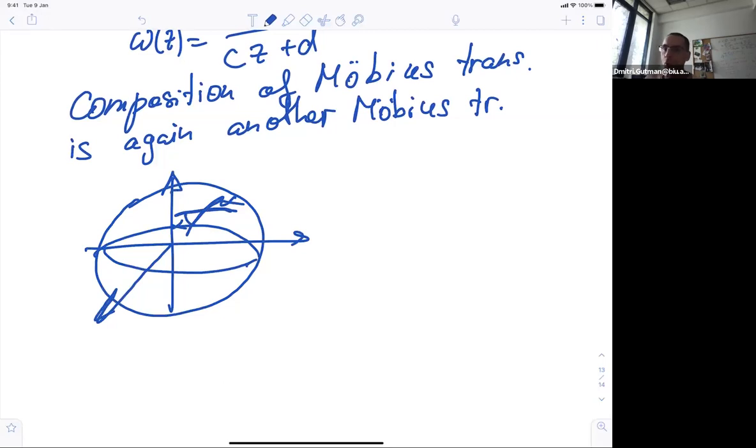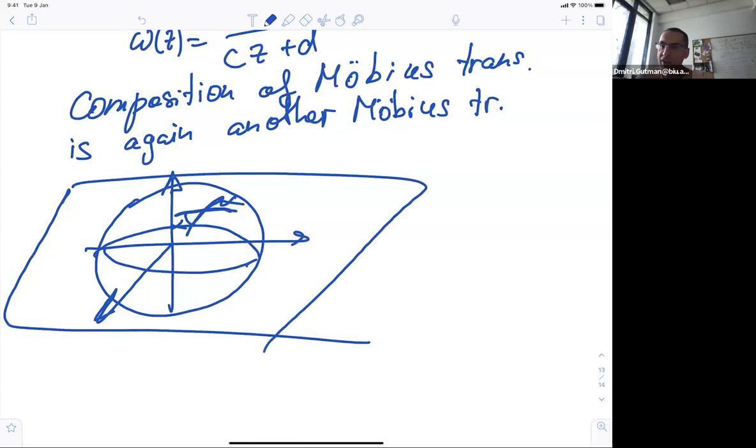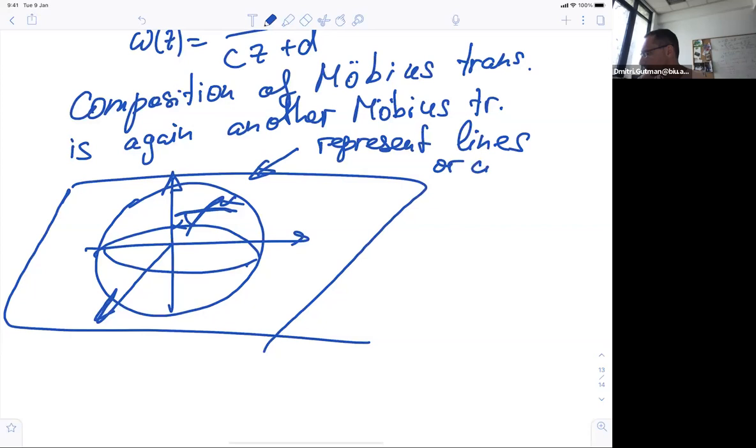And we already know that these two circles on the sphere represent lines or circles on the complex plane. So these two circles on the sphere represent lines or circles on the complex plane, depending on whether they cross the origin on the complex plane.